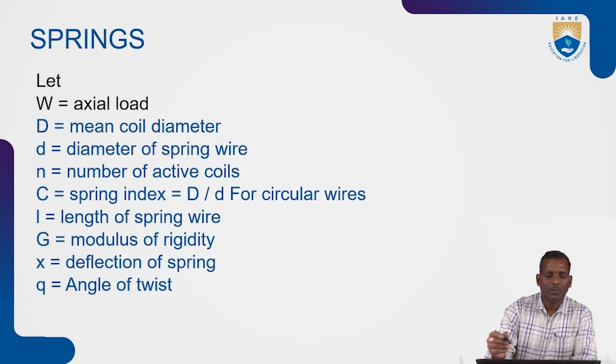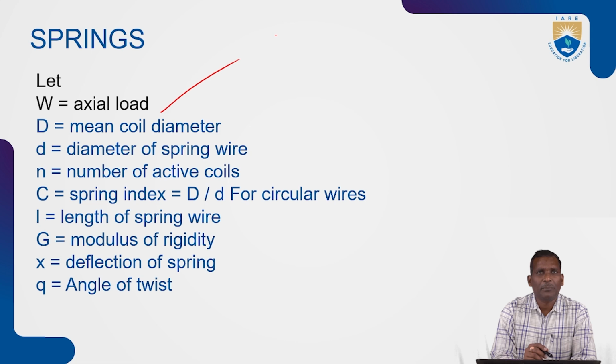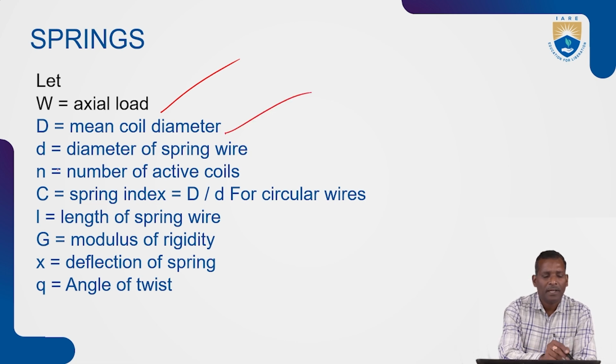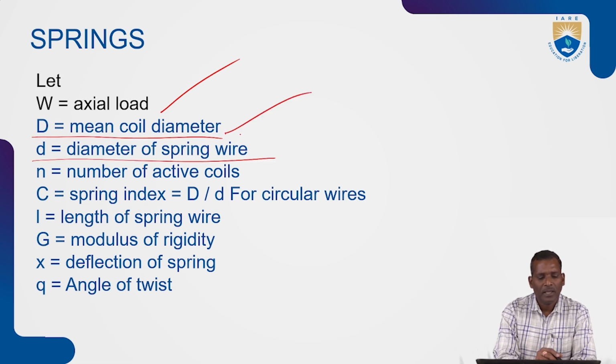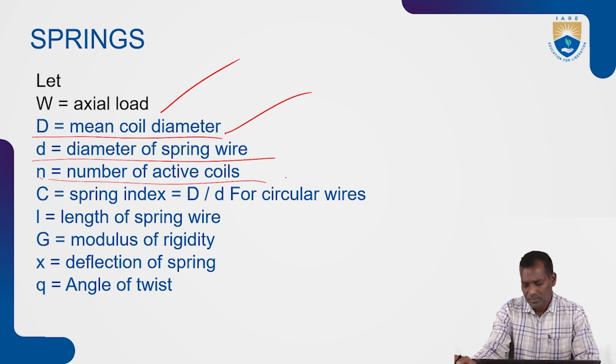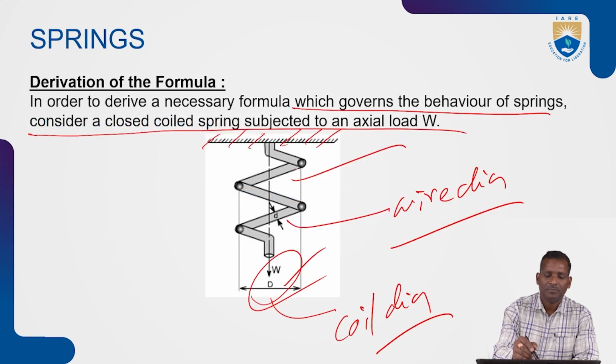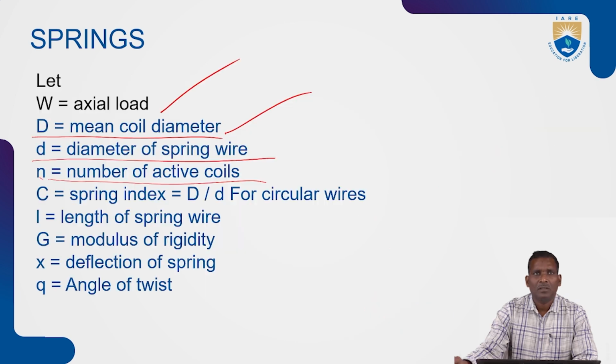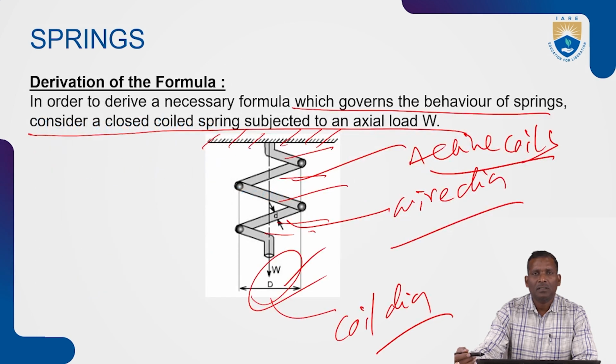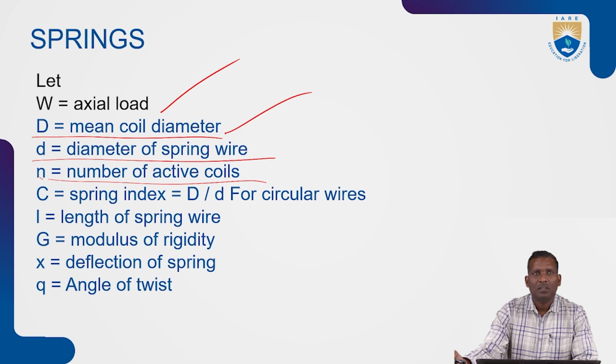Let W be the axial load, capital D the mean coil diameter, small d the diameter of the spring wire, and N the number of active coils. The number of active coils: 1, 2, 3, 4, like this, 5. So these all are active coils. Whenever the spring is subjected to axial load, the other coils are inactive. It means they carry the load from the top to the bottom end.